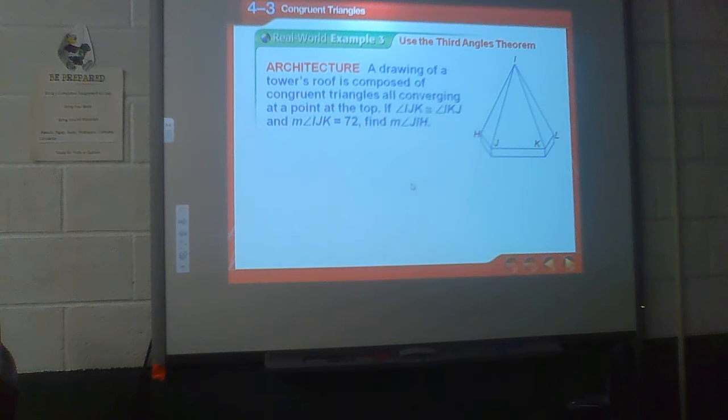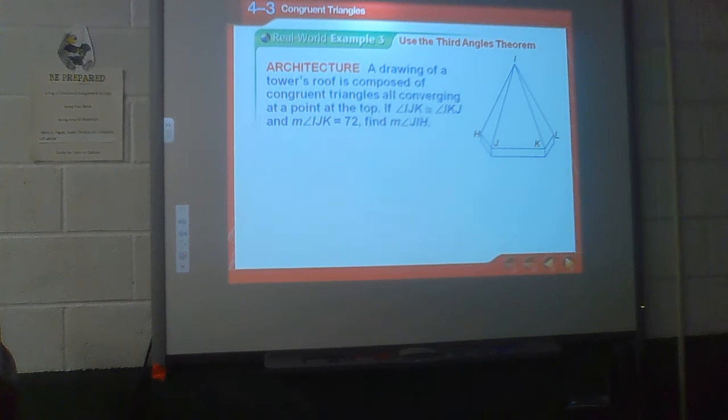And the measure of angle IJK is 72. Can I find the measure of angle JIH? What do you think? The biggest thing for this is what? When they say composed of congruent triangles all converging at the point, this triangle right here is congruent to what? This triangle on the side, this triangle on the side, the triangle on the back. Even though we can't see that, because they tell me that in the paragraph, I have to believe that.